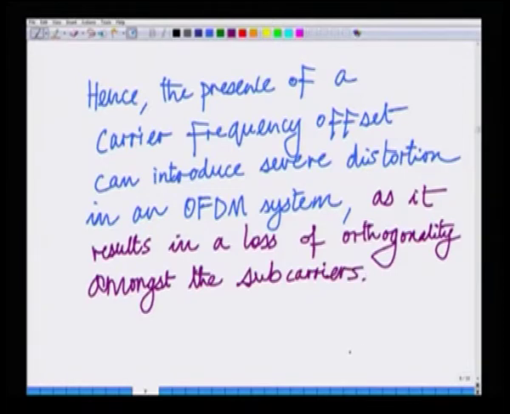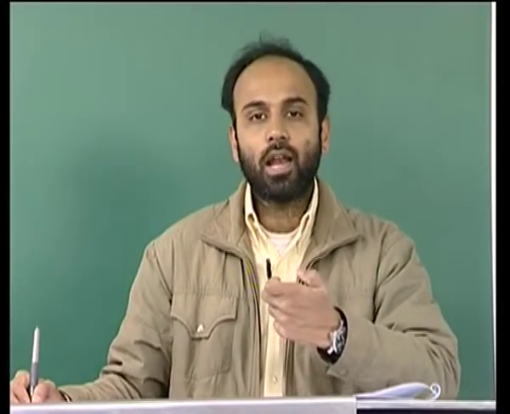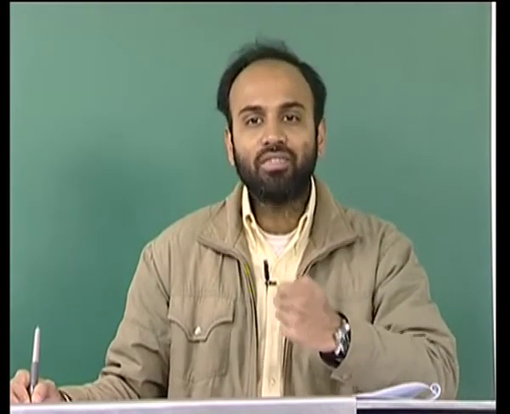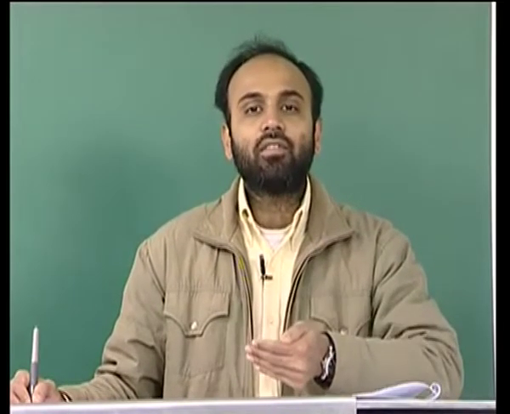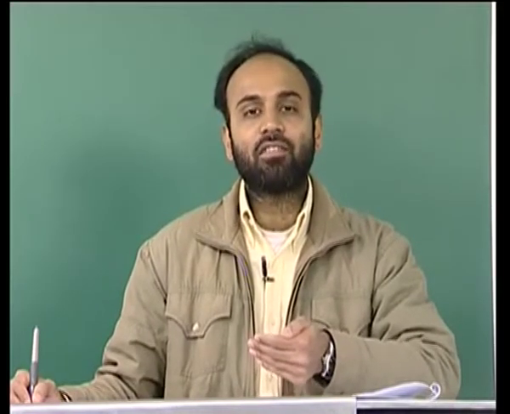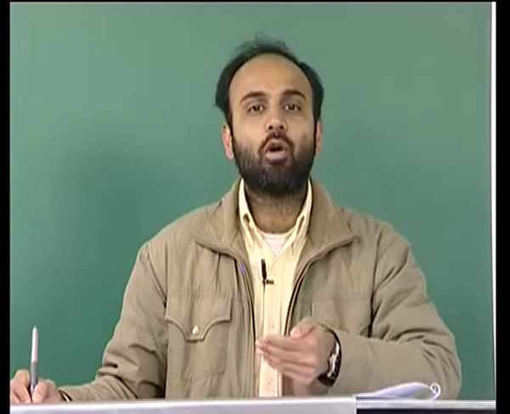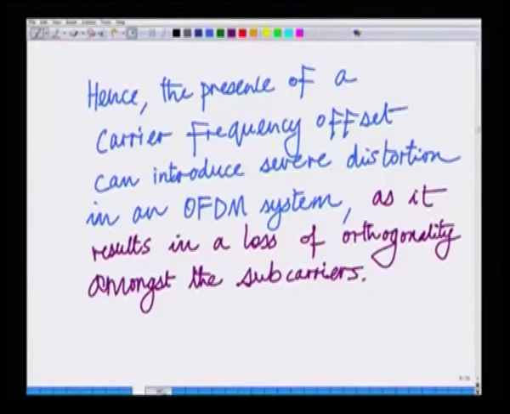The problem with the carrier frequency offset is that an OFDM system is a delicately balanced system, with overlapping orthogonal subcarriers. When you have the presence of a carrier frequency offset, it results in a loss of orthogonality of these OFDM subcarriers, thereby introducing interference amongst the subcarriers. Let us look at this pictorially.